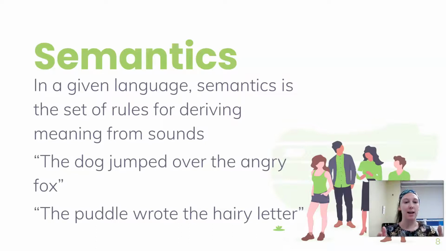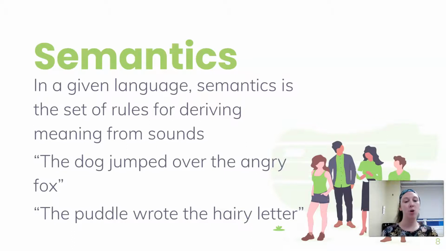But when we're looking at the two sentences on the slide, first one, the dog jumped over the angry fox. That sentence, in terms of semantics, has communicated its meaning very effectively. We know exactly what's happening. You have one animal that is sort of leaping over another animal who is angry or upset.